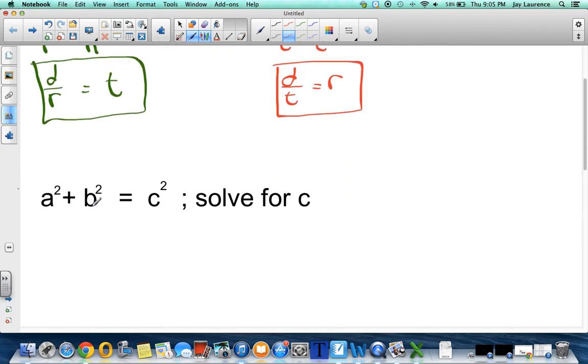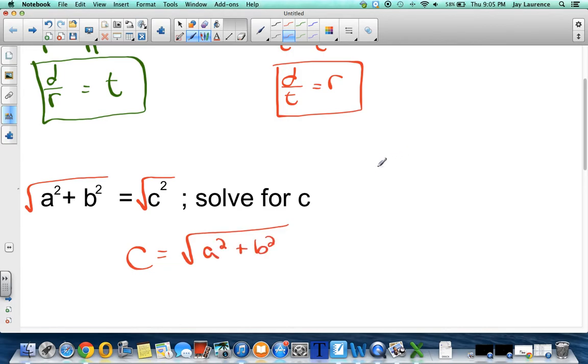Now, how about this one, the Pythagorean theorem? A squared plus B squared equals C squared. I want to solve it for C. Well, right now I have C squared, not C. Well, how do I undo a square? I use the square root, but I have to use the square root of both sides. And so when I do that, these cancel each other, and I get C is equal to the square root of A squared plus B squared.